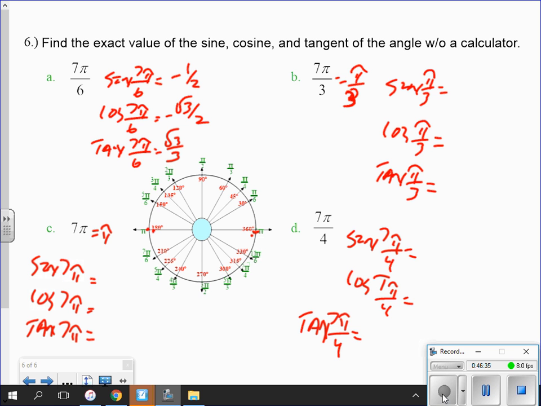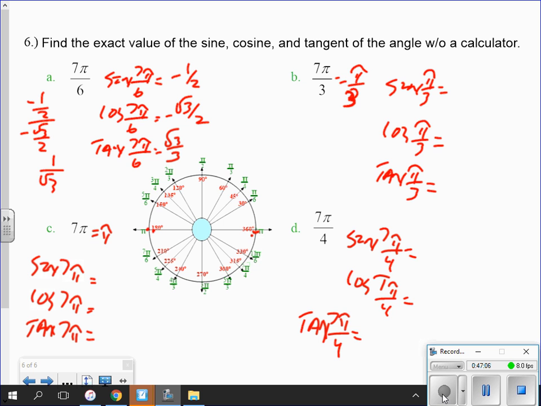Because for this one here, it would be negative 1/2 over negative √3/2, right? Which is 1 over √3. And then what do you do? Rationalize the denominator. Multiply it by √3/3. Because when you have the same denominator for a compound fraction, you just have the numerators. 1 over 2, √3/2 is just 1 over √3.